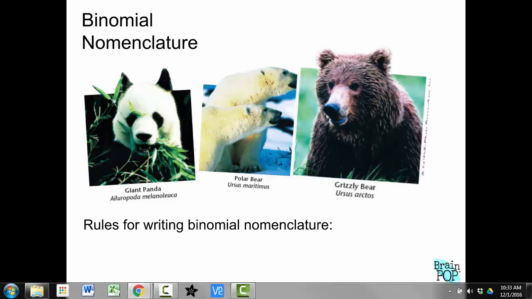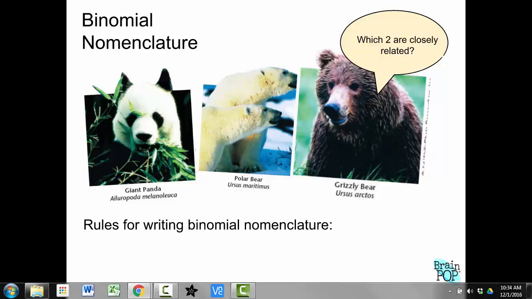The giant panda, scientific name, is Ailuropoda melanoleuca. A polar bear is Ursus maritimus, and a grizzly is Ursus arctos. So they all have their own specific scientific name. Which two are most closely related? Emily? How do you know that? Yeah, almost the same, right?